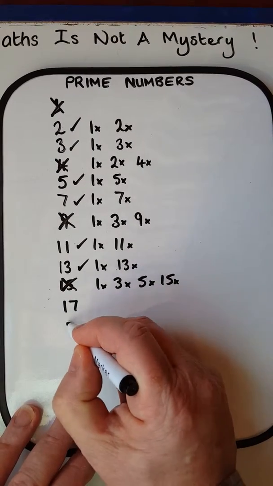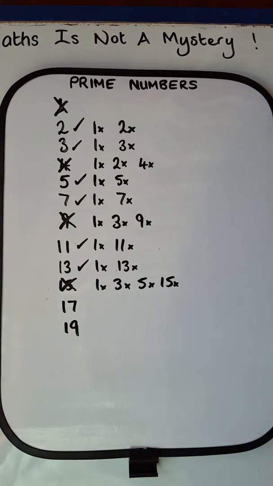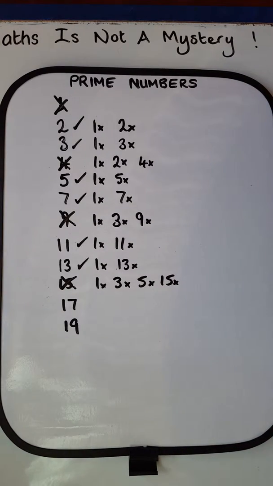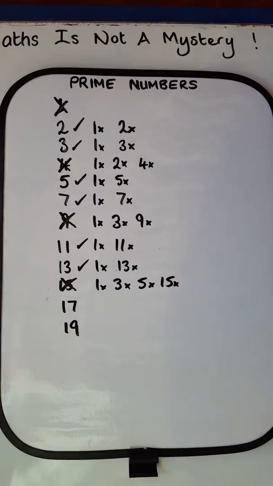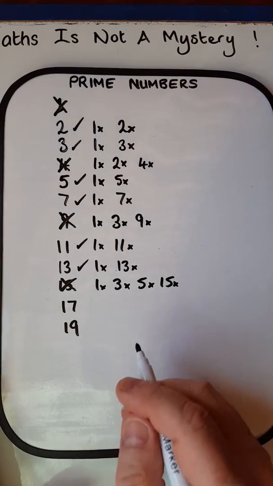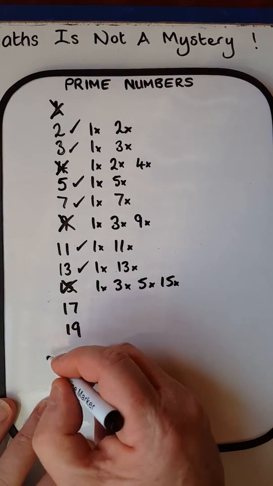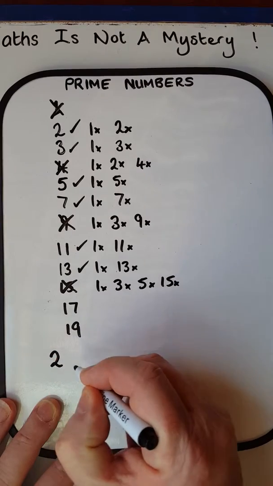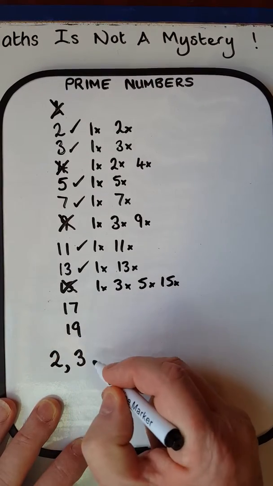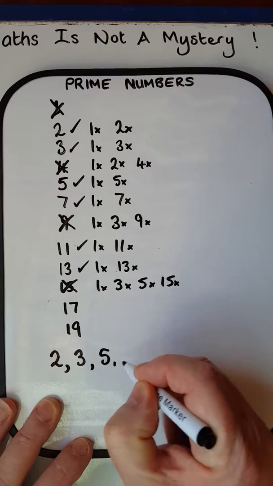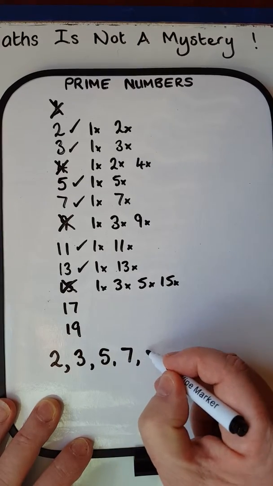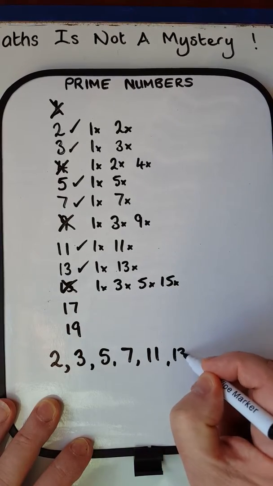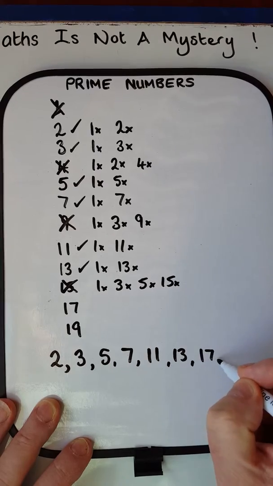17 is, 19 is. And the rules say you need to know the numbers up to 20. Well, that's it. So what we're going to be seeing now is our list. And our list of prime numbers to 20 is 2, 3, 5, 7, 11, 13, 17, 19.